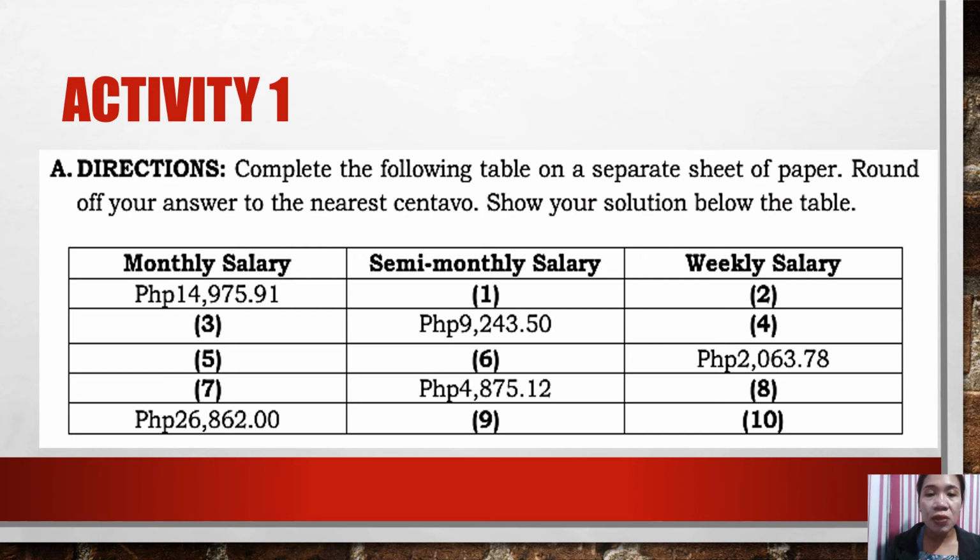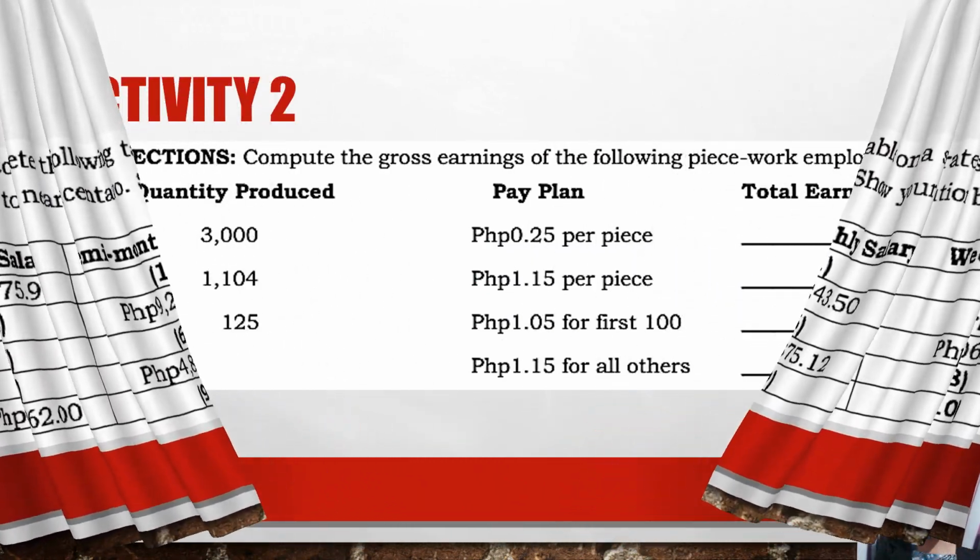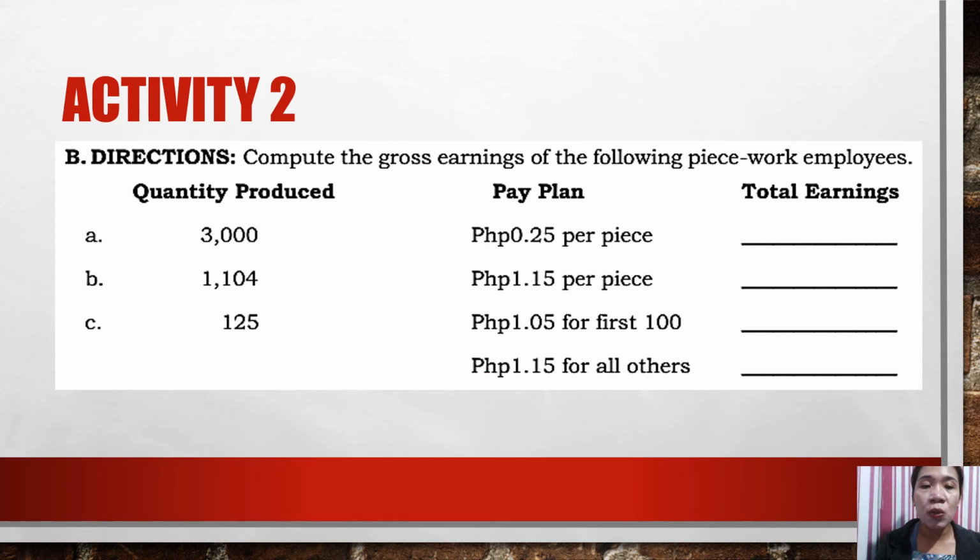Next, activity 2. For your activity 2, you are going to compute the gross earnings of the following piecework employees. So we have here A, B, and C. So for A, B, C, you simply copy this and fill in the blank here. Of course, you have to have your solutions.